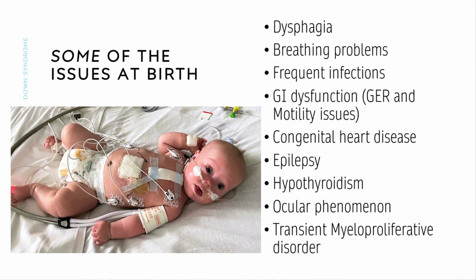congenital heart diseases that range from things as quote-unquote benign as ventricular septal defect to something as significant as tetralogy of Fallot or transposition of the great vessels. They're also prone to epilepsy in this time period, hypothyroidism, ocular phenomenon, including congenital nystagmus and even strabismus or esophorias, and transient myeloproliferative disorders.